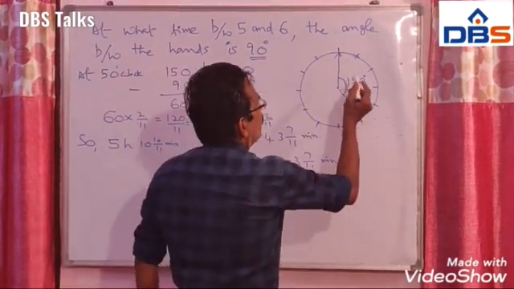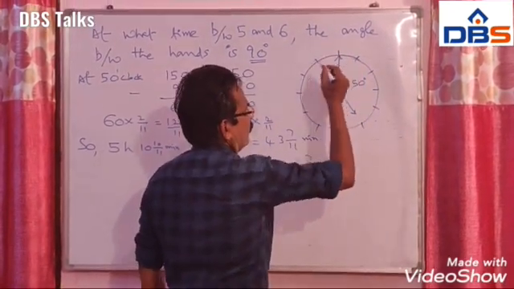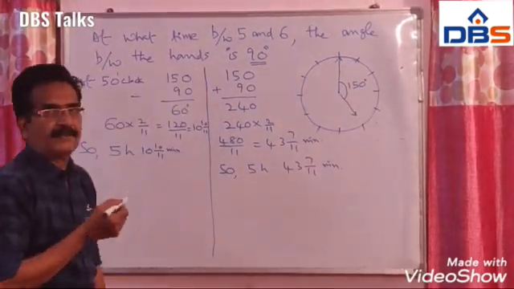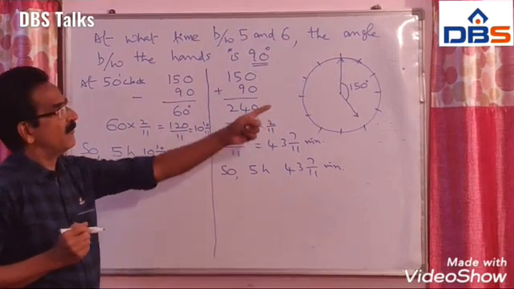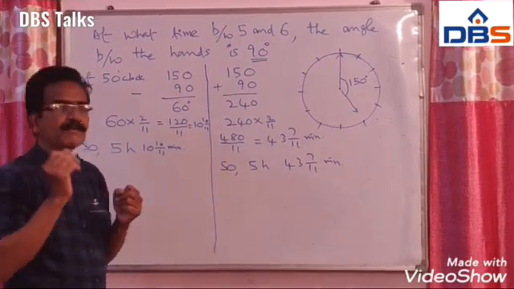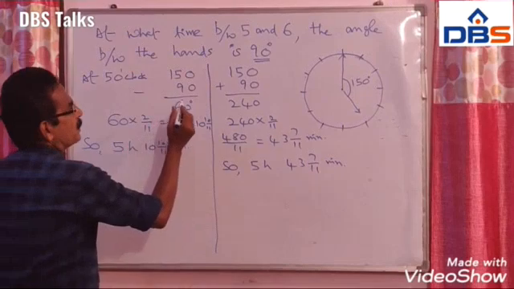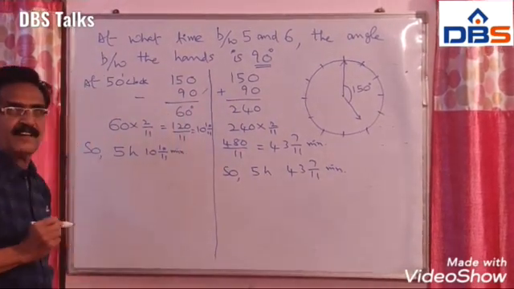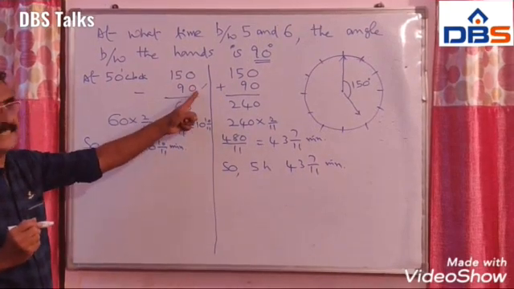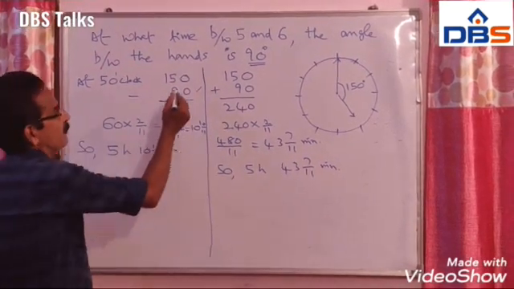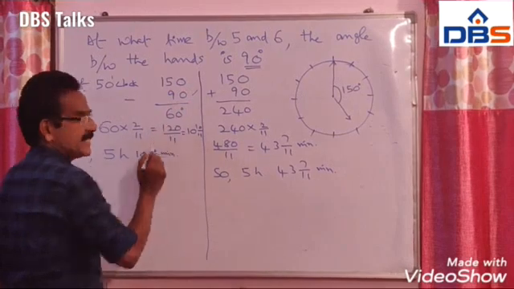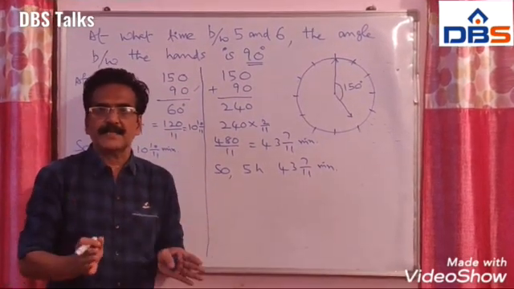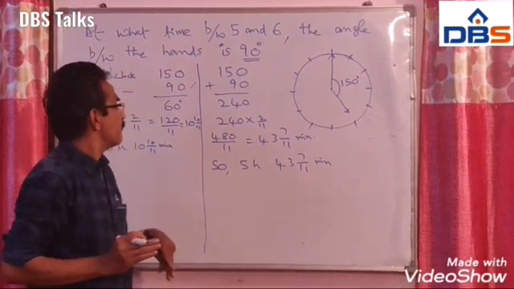See, at 5 o'clock, what is the angle between the hands? We know that 5:30 is 150 degrees. At 5 o'clock, the angle between the hands is 150 degrees. How much do we want? We want 90 degrees. The angle must be 90 degrees. So 150 minus 90, 60 degrees angle must be reduced from 150.